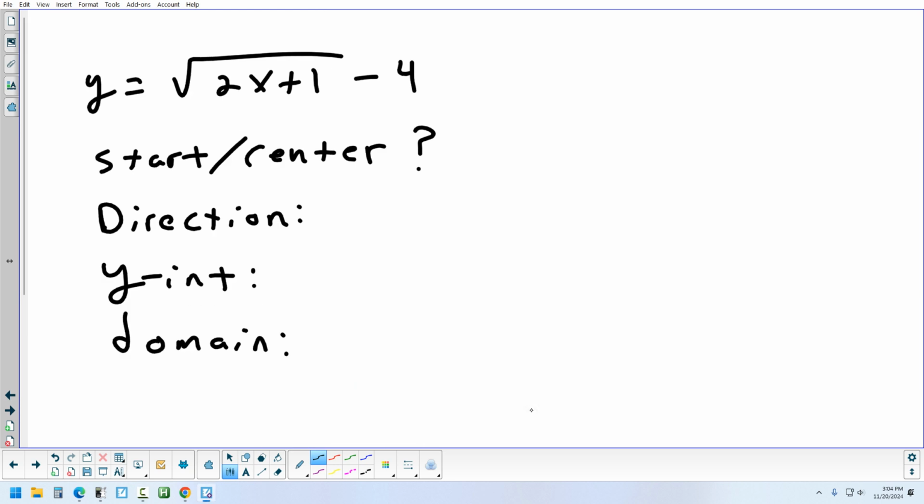So for the next question, we're going to look at these 4 different things, and they're all related to the equation y equals square root of 2x plus 1, minus 4. Okay, so first thing I want to know is, does this kind of graph have a start point or a center point? Give me a second, because my notes. Okay. It has.